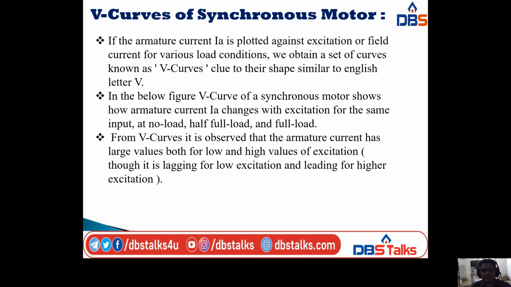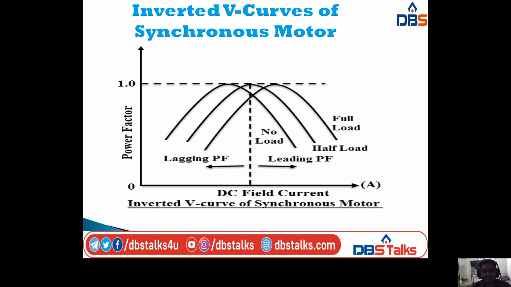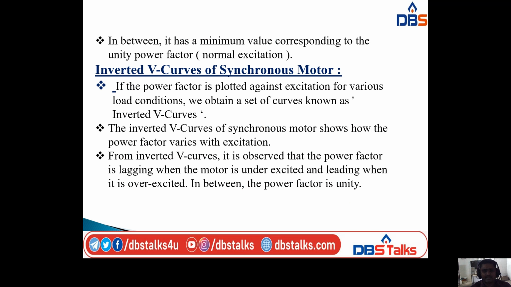From V curves it is observed that the armature current has large values for low and high values of excitation, where we have lagging and leading power factor conditions. In between, it has the minimum value corresponding to the unity power factor, that is normal excitation.